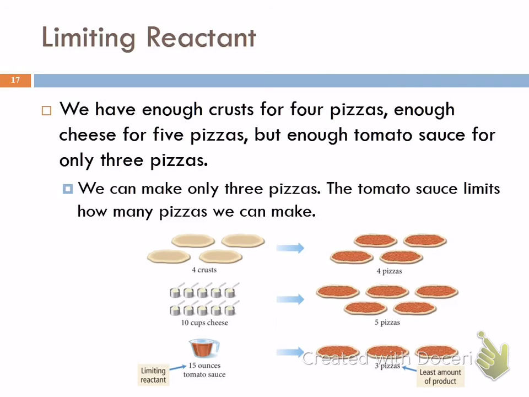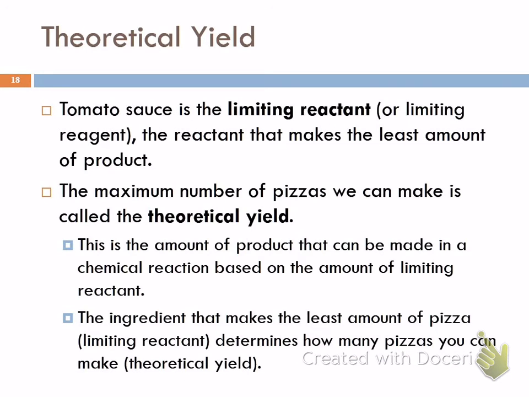Here's a picture demonstration of this. So the 4 crusts could make 4 pizzas. The cheese could make 5. The sauce could make 3. So what we did is we figured out how much product we could make from each of the ingredients, and then the smallest one is the one that we can actually make. And the one that produces that smallest is called the limiting reactant. Limiting reactant is the reactant that makes the least amount of product.